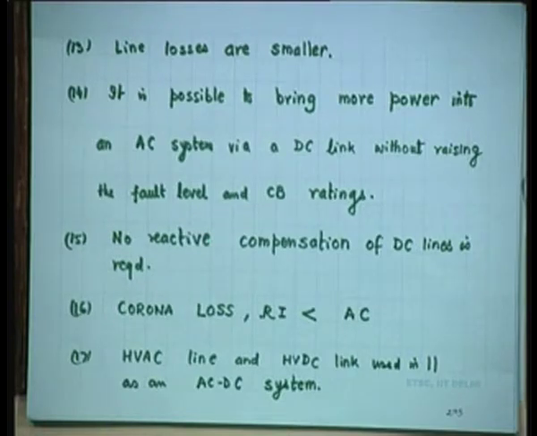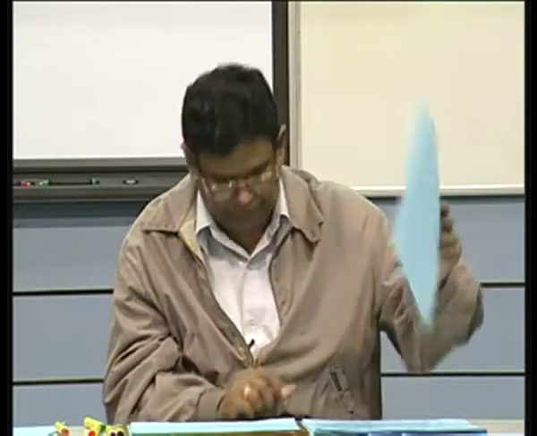Well, you can have a hybrid system. An HVAC line and an HVDC link can be used in parallel as an AC-DC system, and that is why the whole power system modeling is revised. Compensation has become such an important issue for AC systems. Of course, that is why the whole area of FACTS has come in. Otherwise, why do you need FACTS?